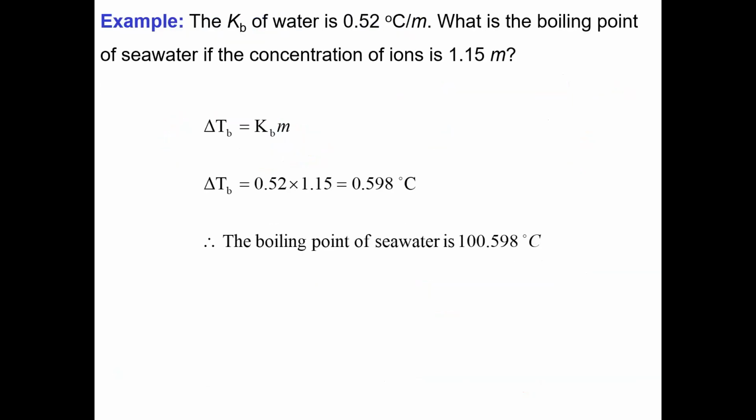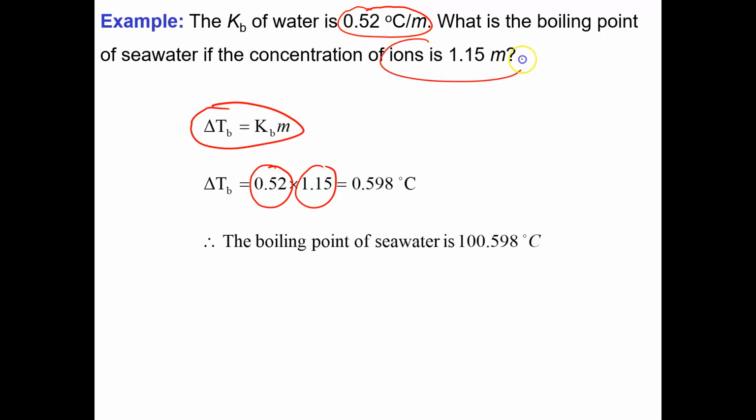So this problem illustrates how we use the boiling point elevation equation. So it reads, the Kb of water is 0.52 degrees Celsius per mole. What is the boiling point of seawater if the concentration of ions is 1.15 mole? So I just begin here by writing the equation. And I realize that I have everything I need to calculate the change in the boiling point. I have the boiling point elevation constant for pure water, and I have the molality of all of the ions.